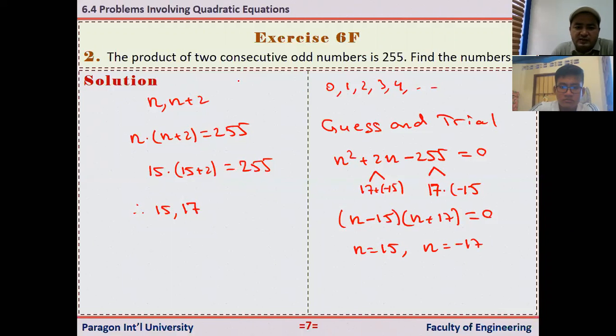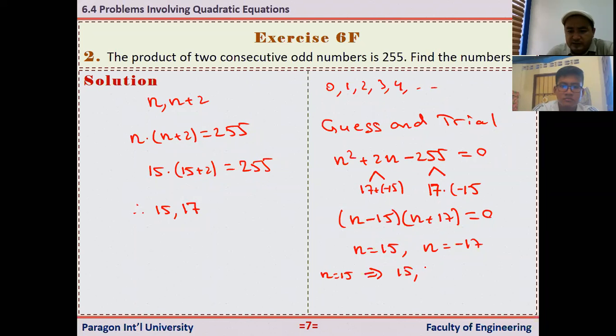But in the question, it says the product of two consecutive odd numbers, and there's no requirement to be positive here, right? Actually, both are possible answers. If n equals 15, the first number will be 15, and the second number is n plus 2.